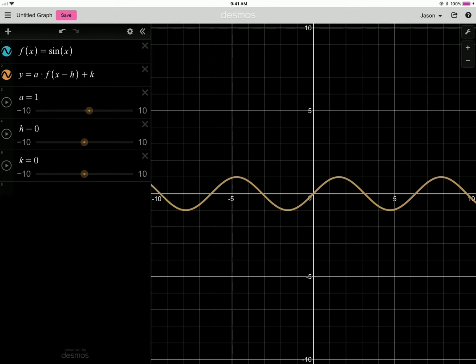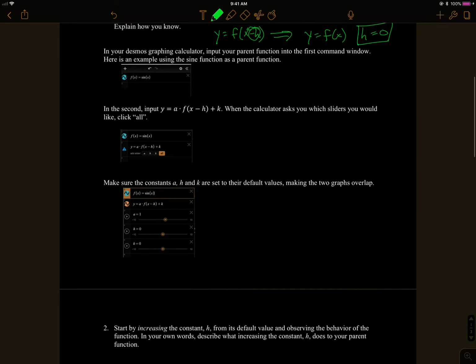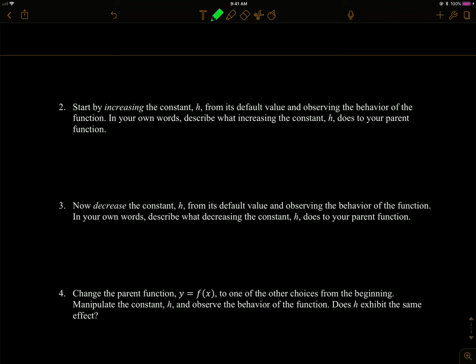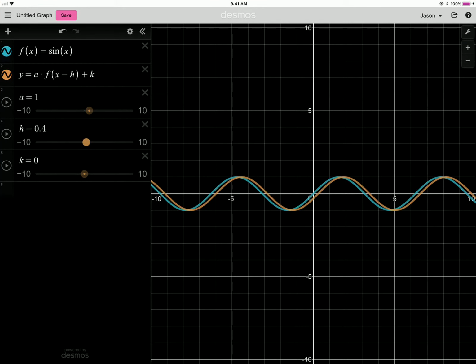Okay, so let's go back and answer a couple of questions. So I did all of this stuff. Start by increasing the constant h from its default value and observing the behavior of the function. So what does h do if I increase it? If I make h bigger than 0, it seems like it's shifting the function. Now this function is a wave function. It continues on forever, so it's a little tough to see which way it shifted. So what we can do is stick a point on there and see what happens.